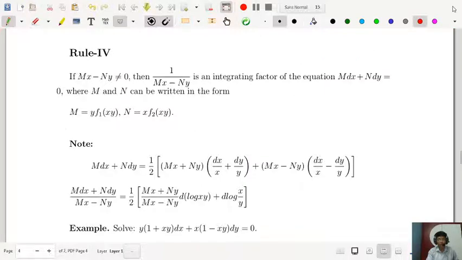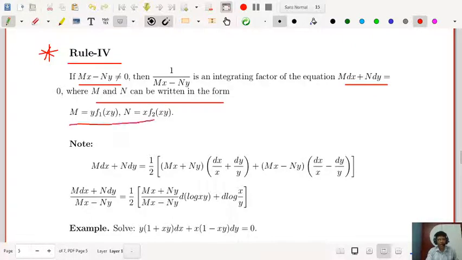Okay, let's move to rule 4. That is a very important rule, very useful. I'm putting a star mark here. The rule is, if Mx minus Ny is not equal to 0, then 1 by (Mx minus Ny) is an integrating factor of the equation M dx plus N dy equal to 0, where M and N can be written in this form. Look at the form here: M is y into a function of xy, N is x into a function of xy.